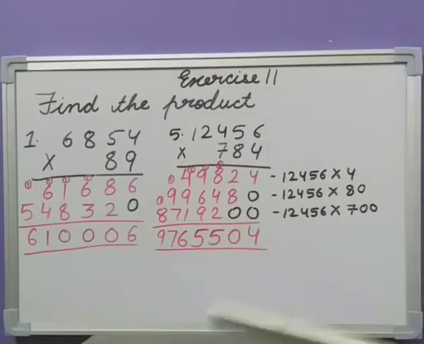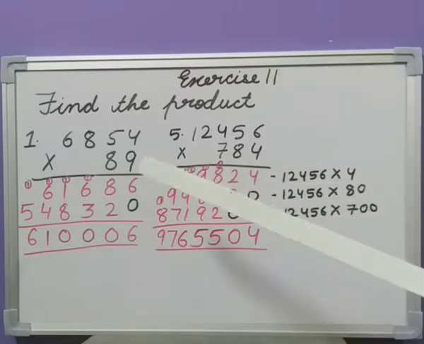Exercise 11, find the product. To find the product, we need to multiply numbers. We have done in earlier classes how to multiply one digit number, how to multiply two digit number. Let us revise it.